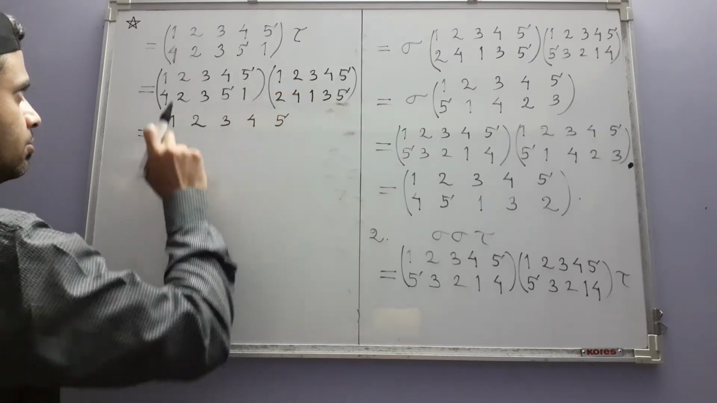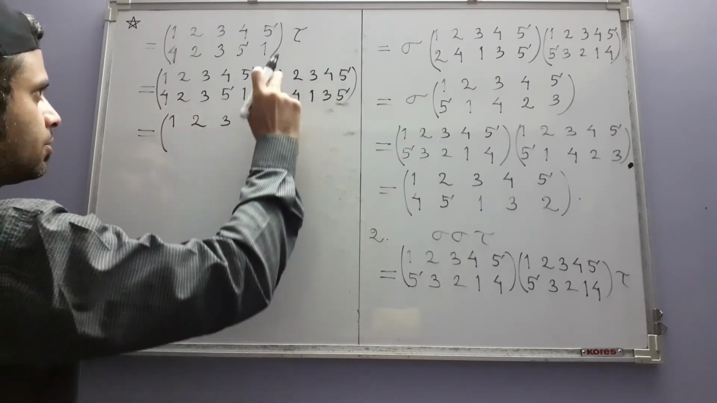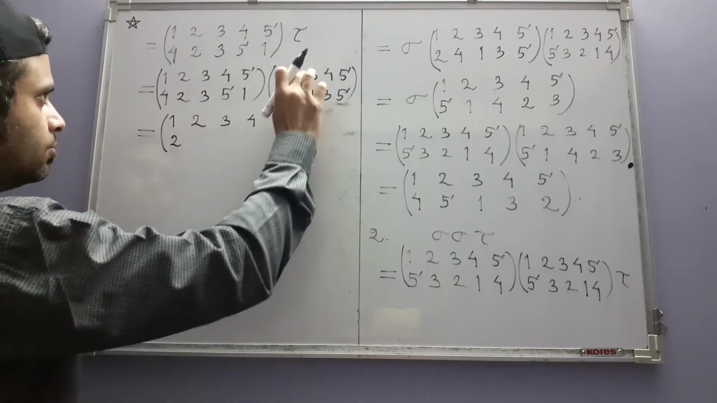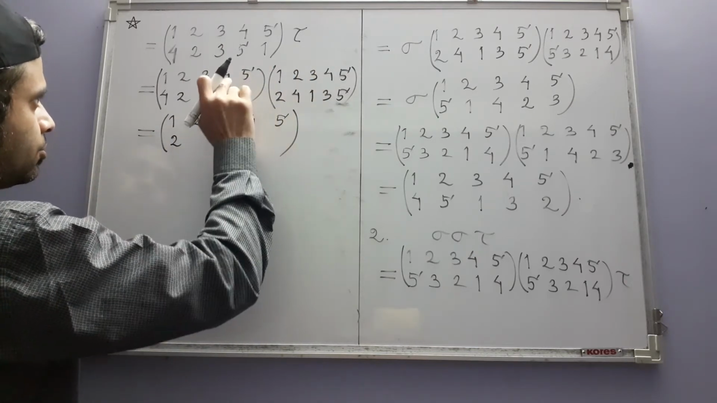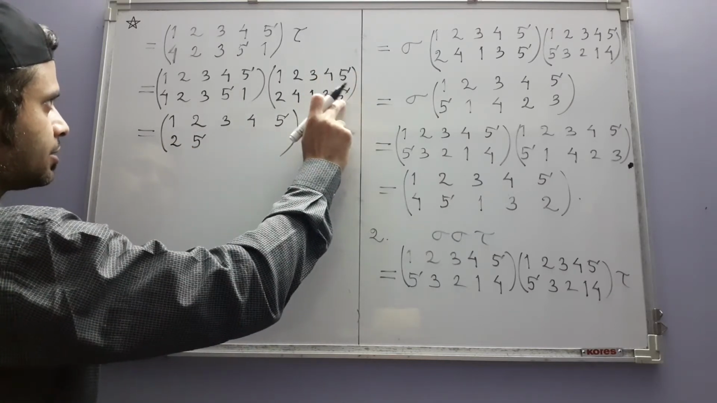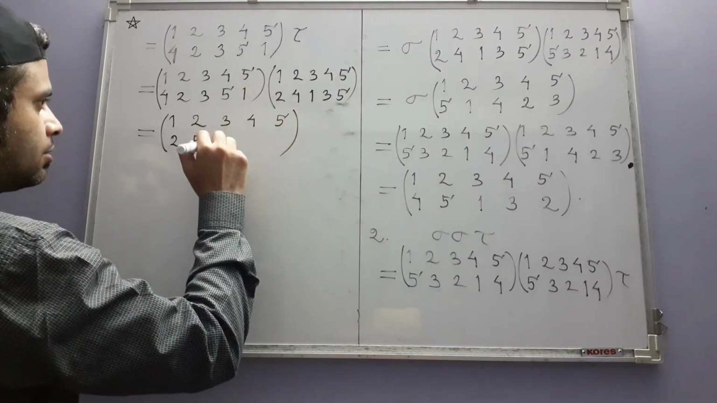One to two. 1 to 2. 2 is unchanged, so 1 goes to 2. 2 goes to 4. 4 goes to 5. So 2 to 5. 5 is unchanged. 5 goes to 1. Oh, wait.